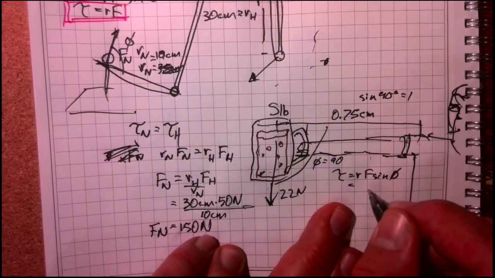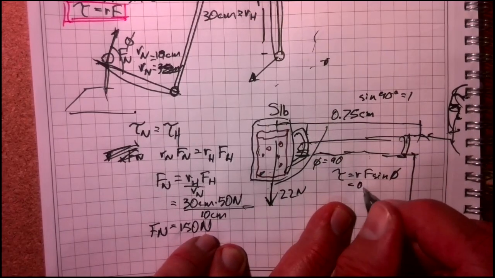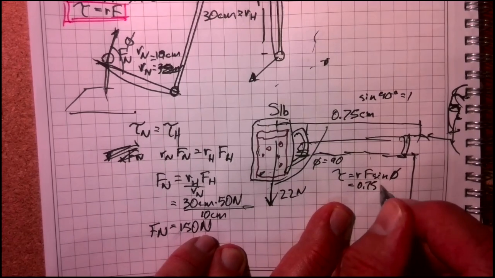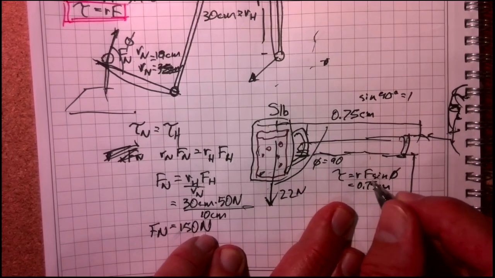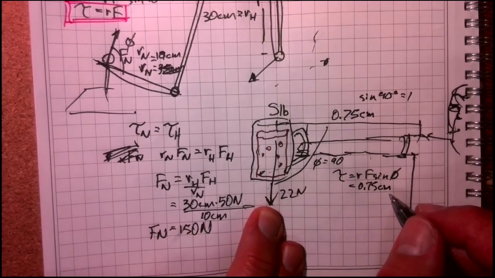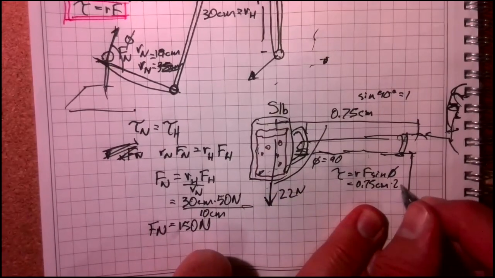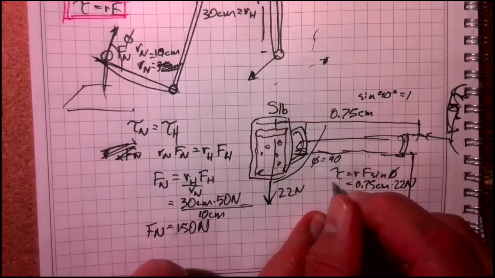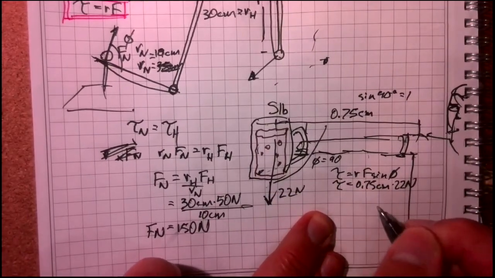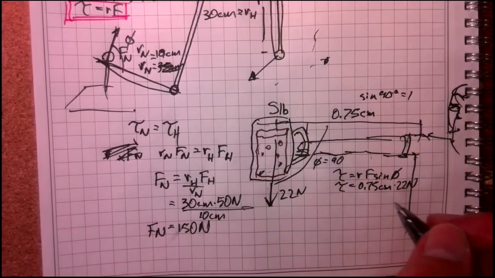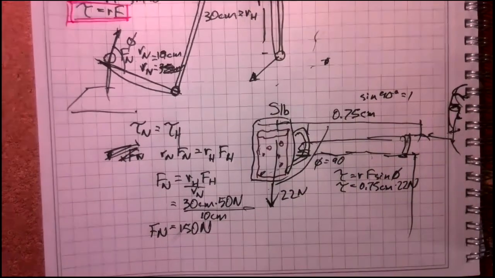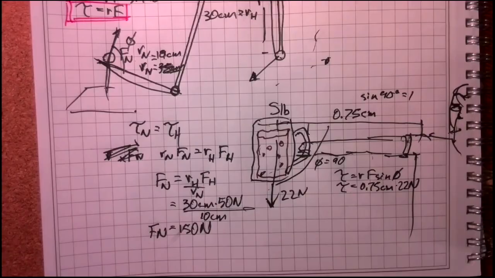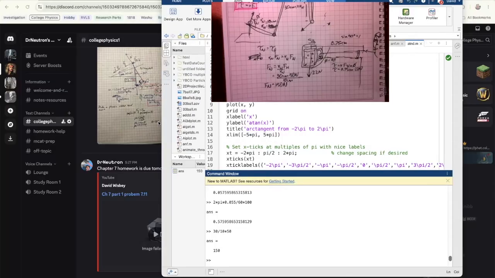Okay. So I've got the distance here is 0.75 centimeters times 22 newtons. And so this is going to give me a torque. All right, let's throw it. I'm excited about this. I've never actually calculated the torque on your shoulder for one of these competitions. This is actually pretty exciting for me.